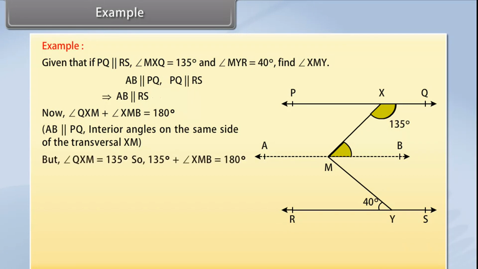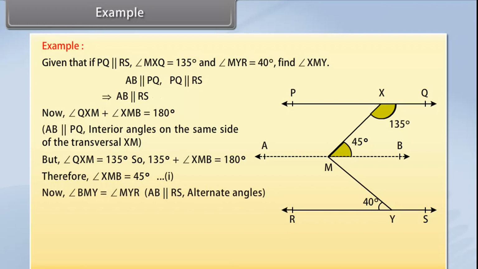But angle QXM is equal to 135 degree. So, 135 degree plus angle XMB is equal to 180 degree. Therefore, angle XMB is equal to 45 degree. Mark it as 1. Now angle BMY is equal to angle MYR because AB is parallel to RS, so these are alternate angles. Therefore, angle BMY is 40 degree.